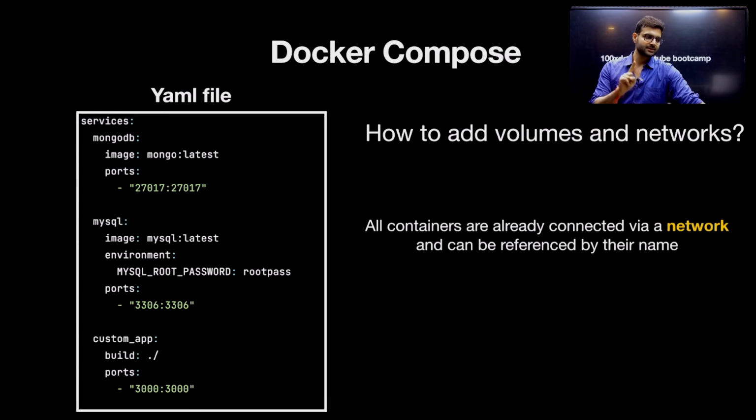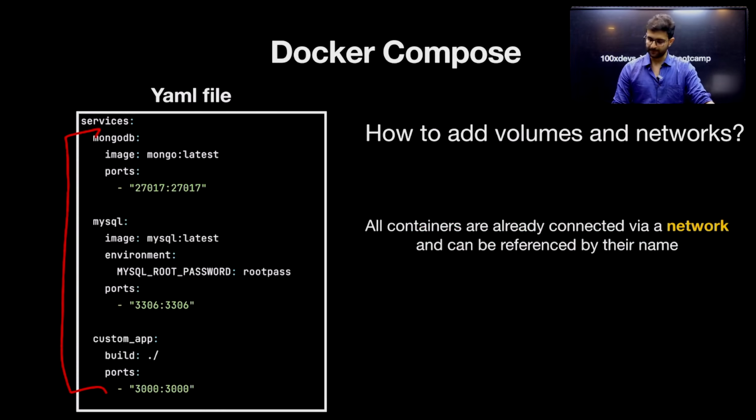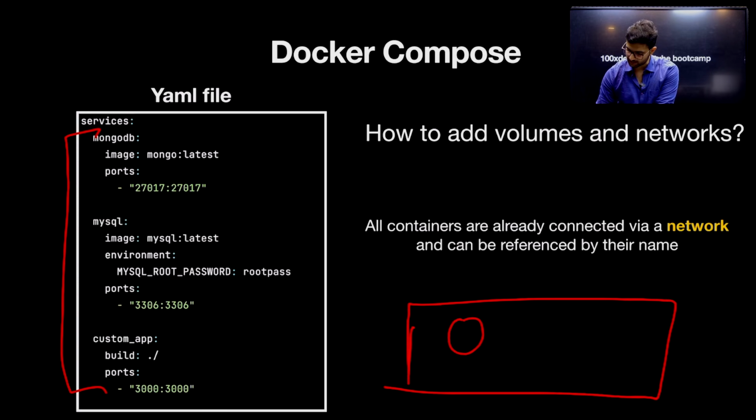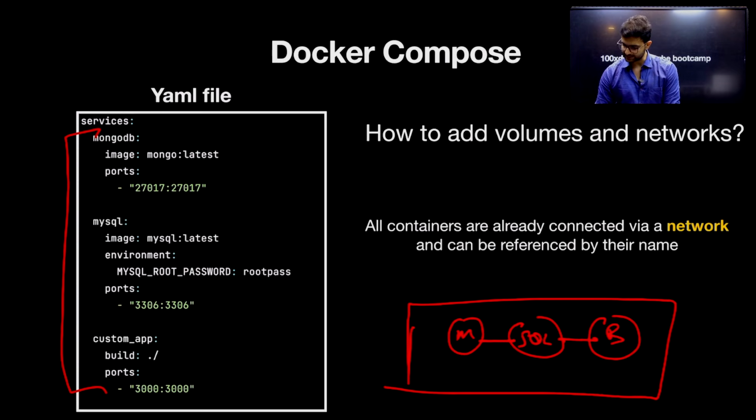All containers are already connected via a network and can be referenced by their name. The special thing about Docker Compose is, whenever you use it, if you have 3 services or 10 services in there, whenever you start, we saw a log that says network created. The first time it creates a network, and all these containers, in this case the Mongo container, the SQL container, and our backend container, are all already connected via a network, which means this guy can access this guy can access this guy.